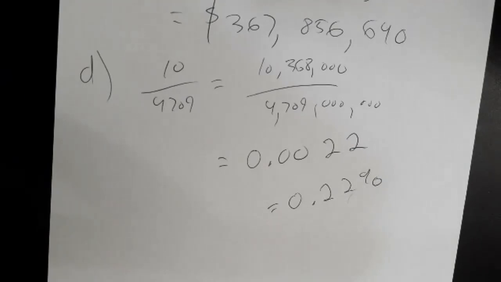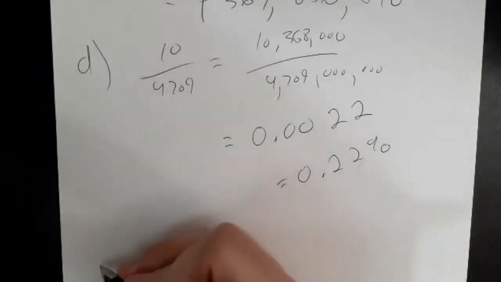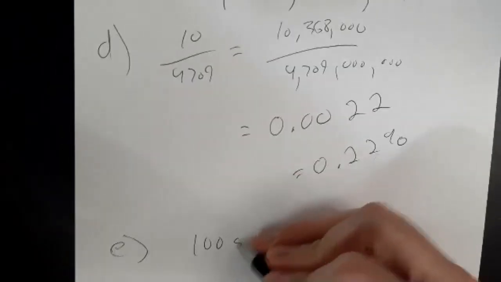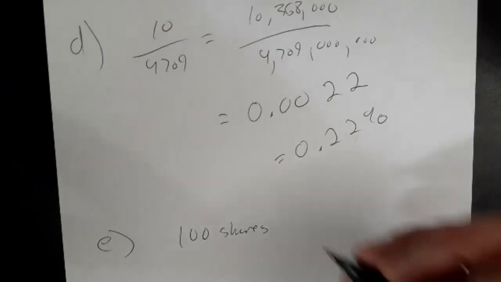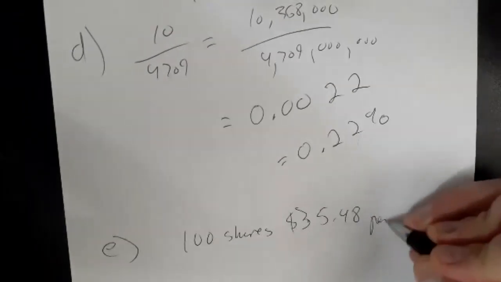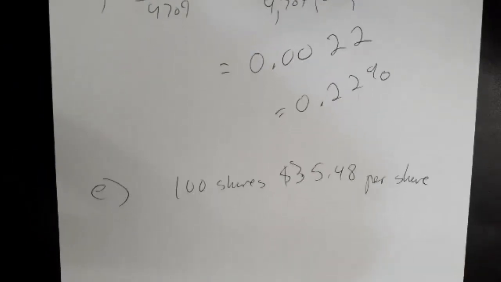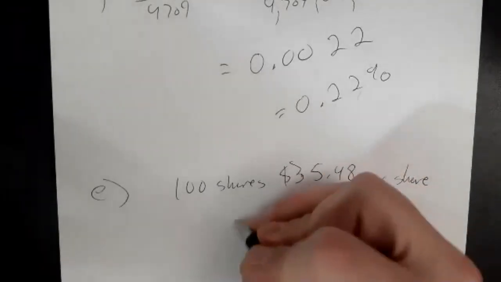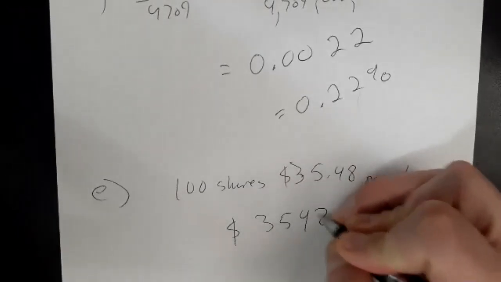E says suppose you own 100 shares of Intel stock. Based on the current price and dividend yield, what total dividend should you expect to receive this year? So if we own 100 shares, and they're going off the current price, which is 35.48, how much money do we have invested in this thing? Hopefully you don't spend too much time on this. If we have 100 shares at 35.48 per share, we should have a total of $3,548 invested.